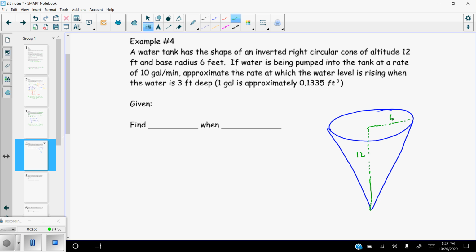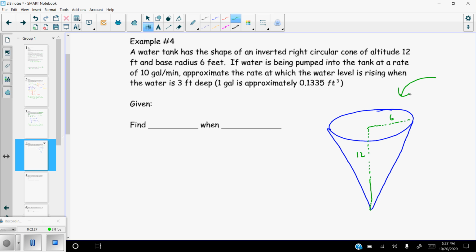If water is being pumped into the tank, so we've got water being pumped into the tank at a rate of 10 gallons per minute, approximate the rate at which the water level is rising when the water is 3 feet deep. And it tells us that 1 gallon is approximately 0.1335 feet cubed. Okay, got a lot to decipher here.